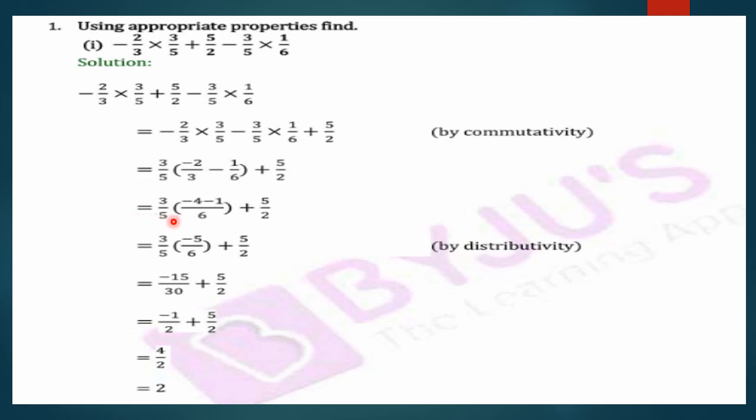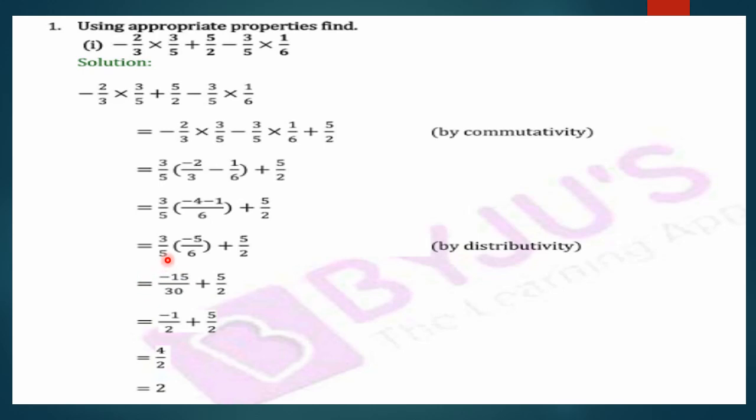Now in the next step, inside the bracket we use the LCM. For 3 and 6, the LCM is 6. So in the numerator it becomes minus 2 into 2, that becomes minus 4, and minus 1, because 6 is already in the denominator. Now plus 5 by 2. In the next step, 3 upon 5, while solving this, minus 4 and minus 1 becomes minus 5, so minus 5 upon 6 plus 5 upon 2.